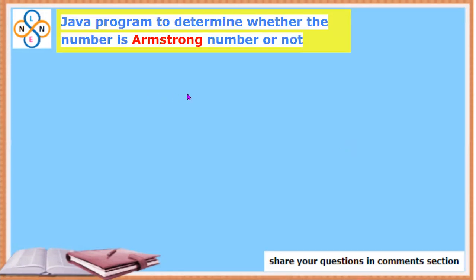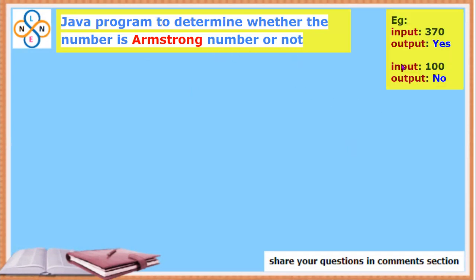In this video we are going to discuss a Java program to determine whether a number is an Armstrong number or not. Means if the input is 370, the output is yes, it's an Armstrong number. And if the input is 100, then the output is no, it's not an Armstrong number. So what is the meaning of this Armstrong number?